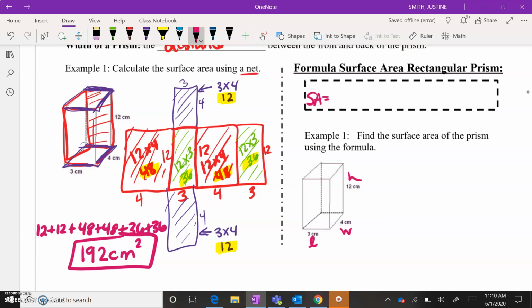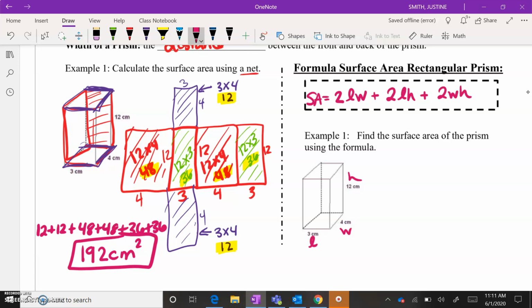Okay, and our formula is basically 2 times the length times the width plus 2 times the length times the height plus 2 times the width times the height. So that makes sense because we basically doubled all of these, right? So they all had 2 sides that were exactly the same.